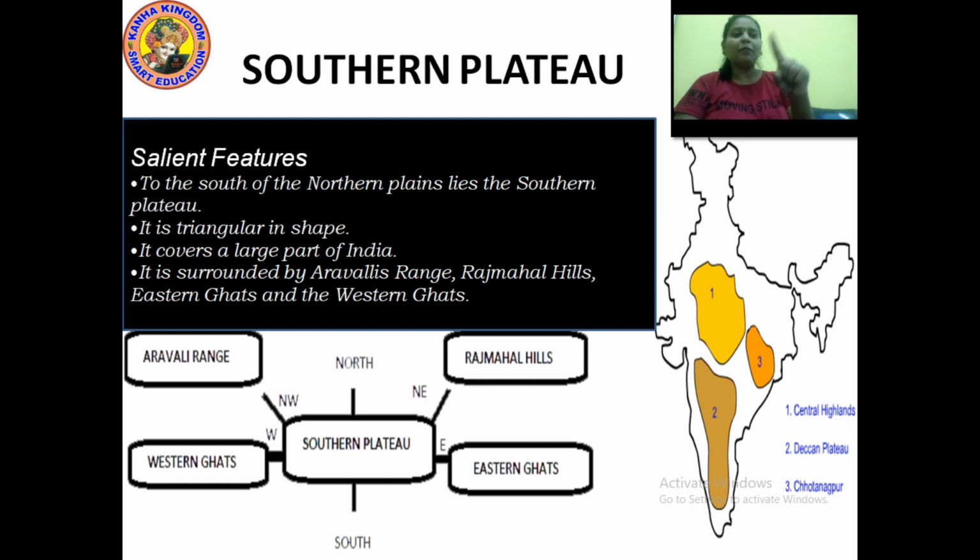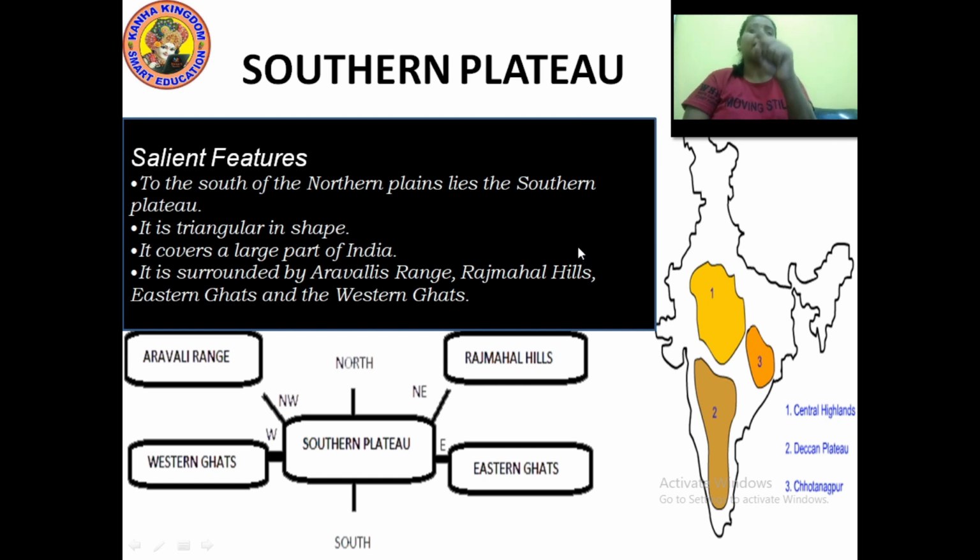So Southern Plateau is, see over here there is a diagram I am giving you. In that diagram in the middle you are able to see it is written Southern Plateau. On your northwest side, left hand side on the top, it is written Aravalli Range. Below that it is Western Ghats. Now coming to the east side, it means your right hand side, we are having Rajmahal Hills and downside we are having Eastern Ghats.